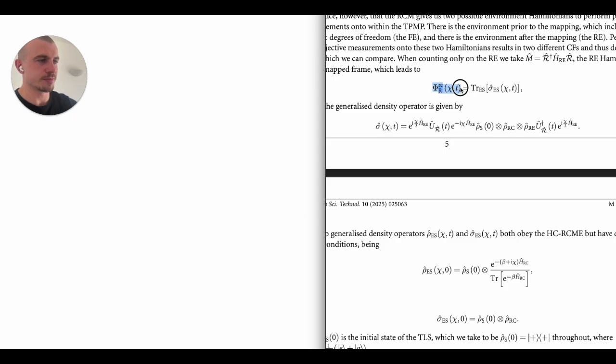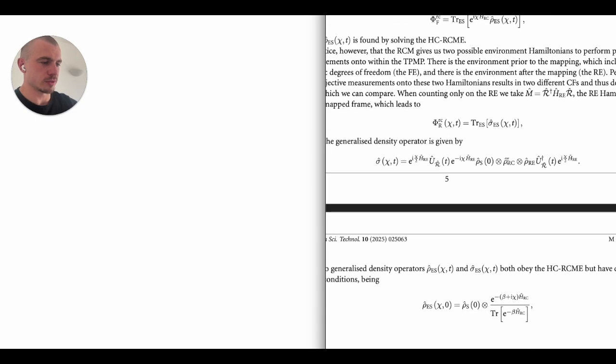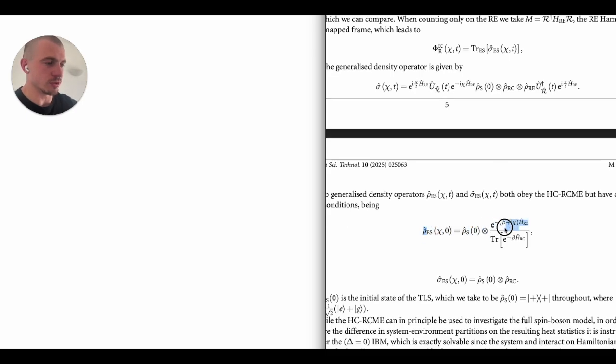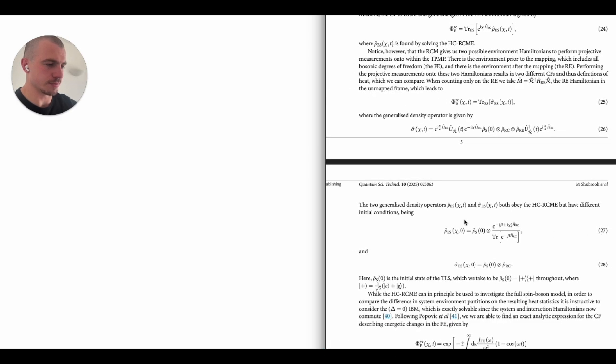so this is the characteristic function for the residual environment definition of heat, and it's just proportional to some chi-dependent state of the extended system. And it turns out that this state and the one which showed up in the characteristic function for the full environment definition of heat both obey the same equation of motion, which is what we call the heat counting reaction coordinate master equation. Alright, so that's very nice. And then the only difference between them is their initial state into that master equation, which we show in these two equations here, 27 and 28.